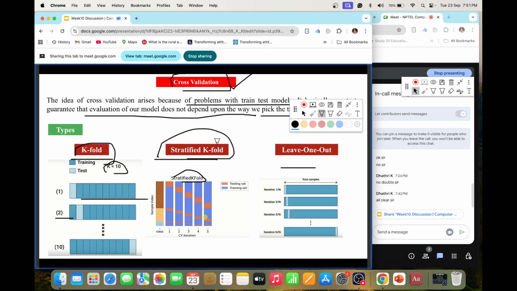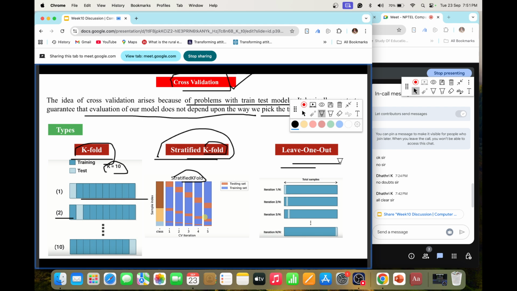Stratified K-fold means we will do the same K-fold, but now we will ensure that whenever we are doing the fold, we will do the fold based on your actual classes. For example, if we take this fold in the stratified K-fold, all the classes will be present in the same proportion in our fold. So that is stratified K-fold.